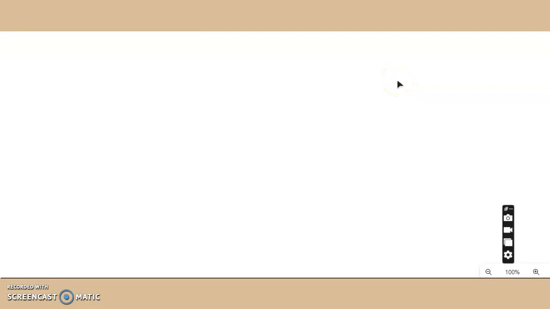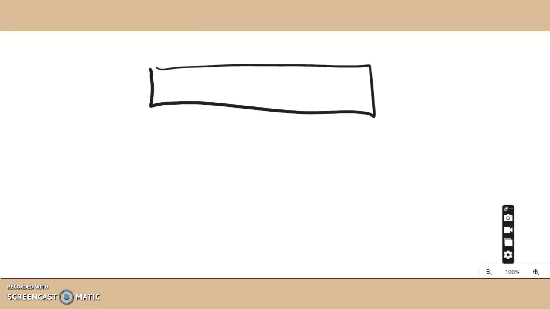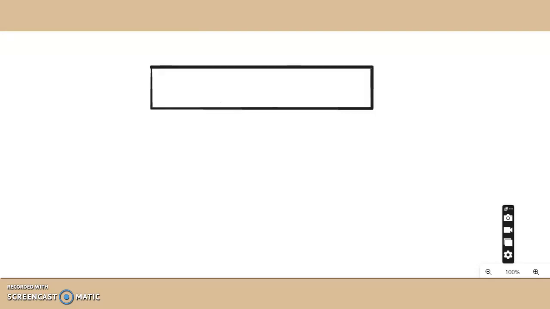This is Group 1, and we are going to be finding the perimeter of a rectangle. So, here we go. Let's take a look at it. We have our rectangle, and we're going to draw our rectangle. And our rectangle is going to have length and width. Our width is going to be 4, and our length is going to be 8.